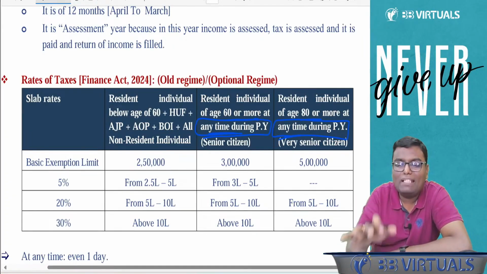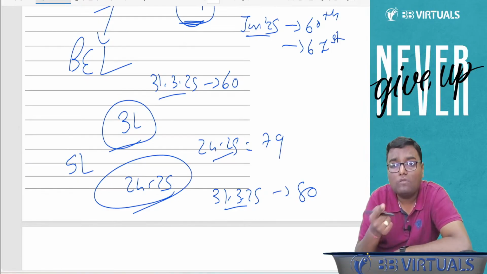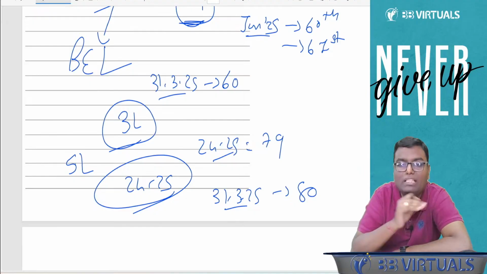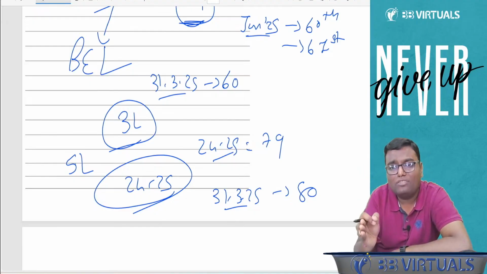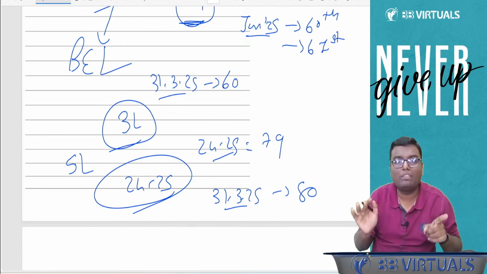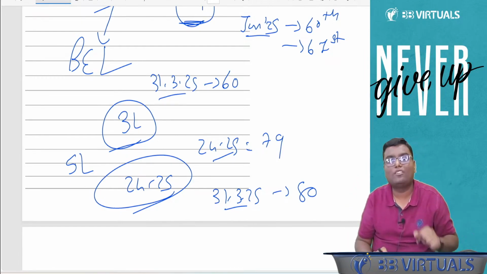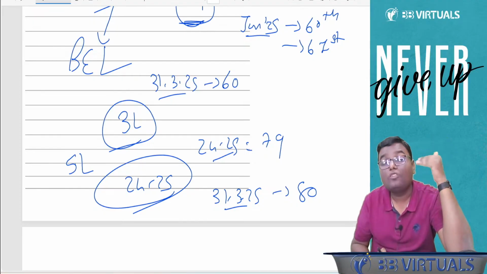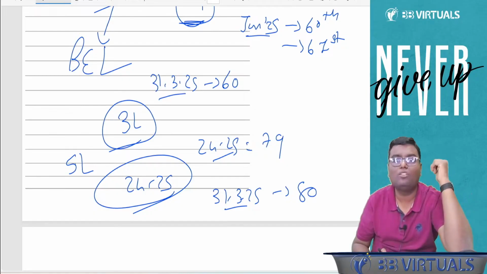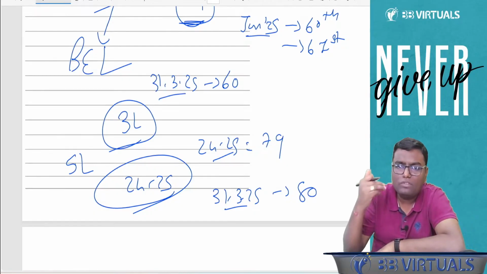Indirectly, what I can say is, you have to see the age at the end of the previous year, not at the beginning. So if at the end of the previous year you have completed 60 years of age, 3 lakh rupees. 80 years of age, 5 lakh rupees. Are you clear up to now? So you have to see the age by the end of the previous year, not the beginning of the previous year. Now, one more point. Let me ask you one more question.